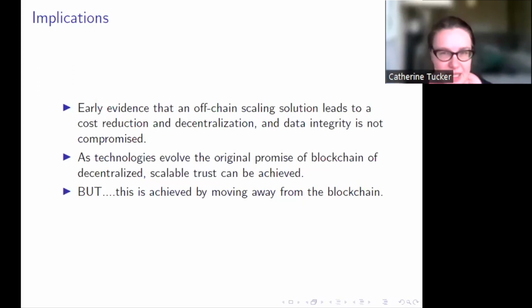Now, this is why I say my co-authors like the first two bullet points. My big point as a technology economist, which is less popular amongst my co-authors, is that we're doing this by moving away from the blockchain. I mean, we're saying that we can only make the blockchain work when we take stuff off the blockchain, and there have got to be some questions about that.